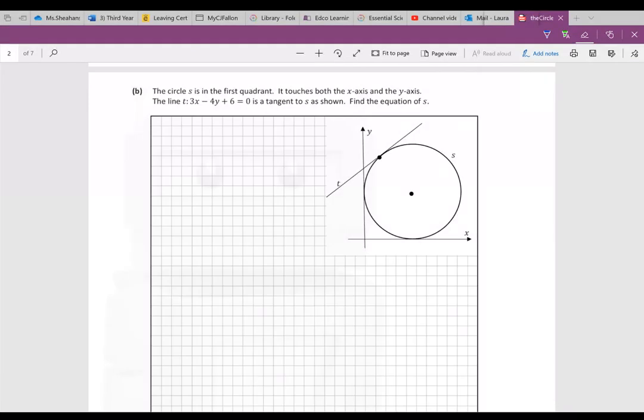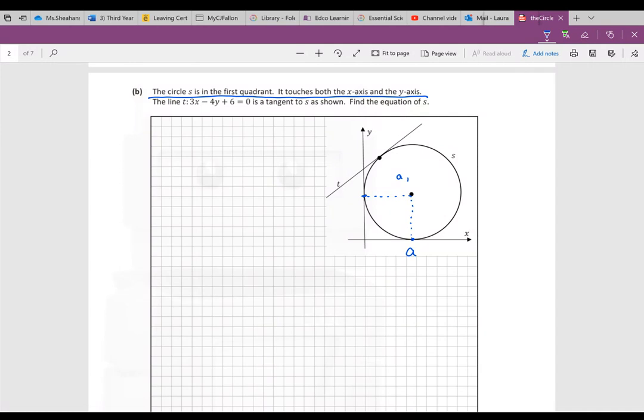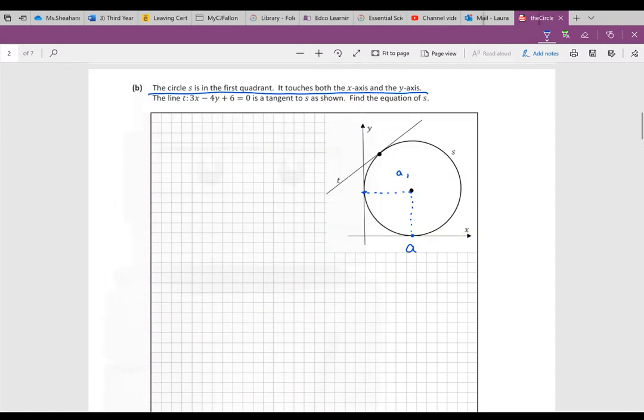Okay, first thing we've got to deal with here is that the circle is in the first quadrant and it touches X and Y. So in the first quadrant means that the X and the Y are positive. Okay, so there to there. I don't know the center, so let's give it a name. Now from here to here, let's say is A. So the X coordinate is going to be A because it's coming straight up.